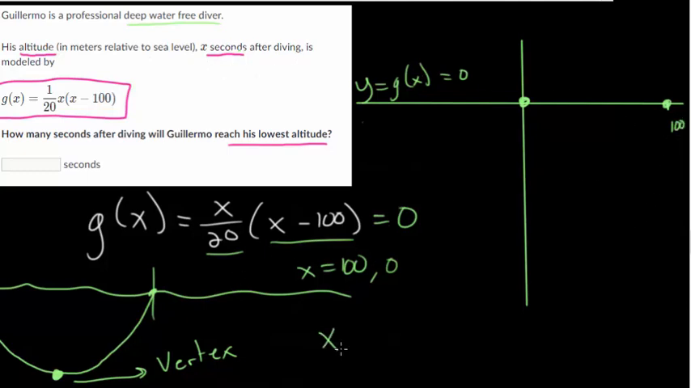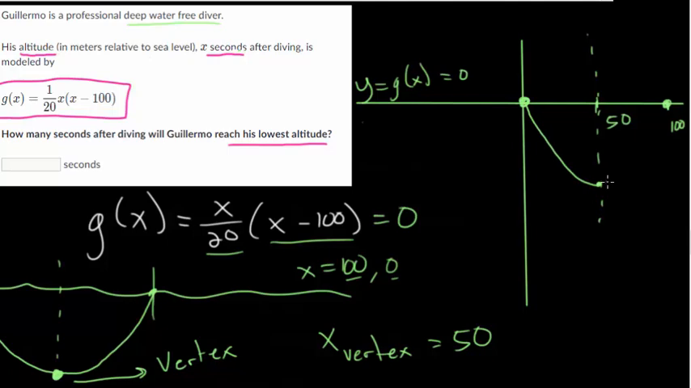And so the x-coordinate of our vertex, where he's going to meet this minimum height, is going to be the average of these. It'll be right in the middle, because there's always symmetry here. We can add these together and divide by 2, but the middle of 0 and 100 is just 50. More formally, you would add 100 plus 0 and then divide by 2, but you still get back 50. So at 50 seconds, that's his minimum value. When he dives down, at 50 seconds he will reach that minimum altitude and then start coming back up.